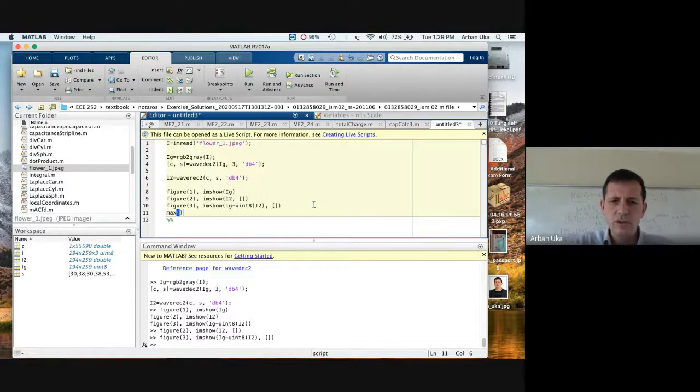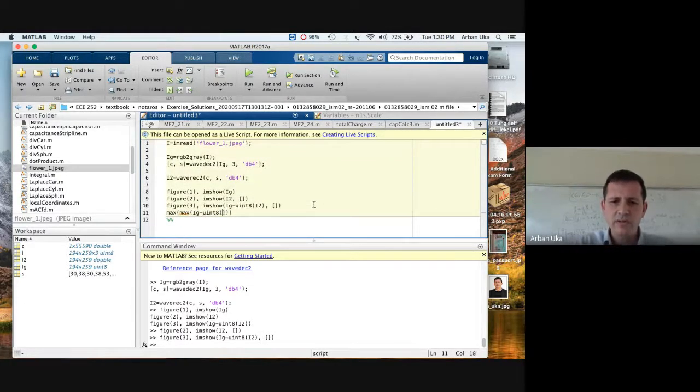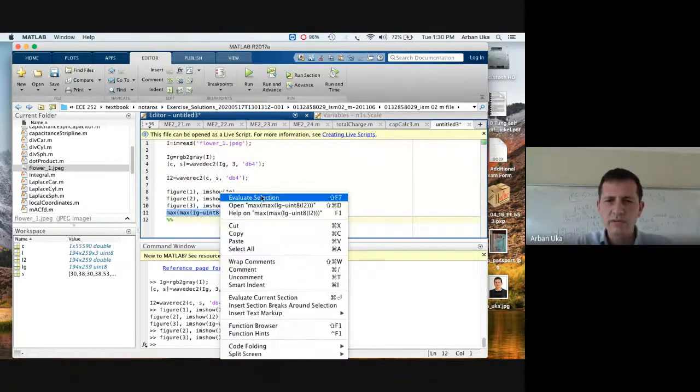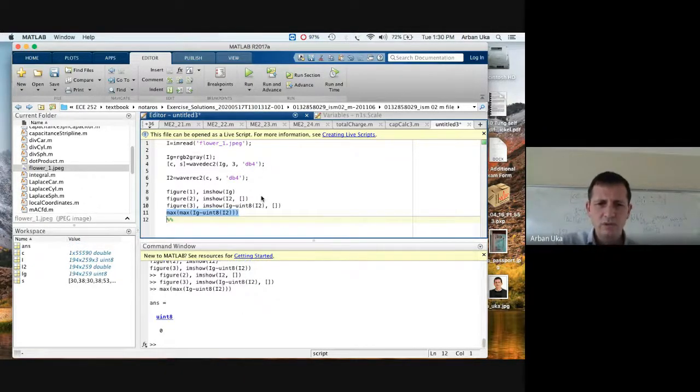We can also try to determine the highest value of the difference between IG minus unsigned integer 8 of I2. So let's see the maximum difference of all the pixels one by one, the largest possible difference between those. Let's see what we get. We get a 0. So it looks like we really have an almost perfect reconstruction. Probably this should not be like this.